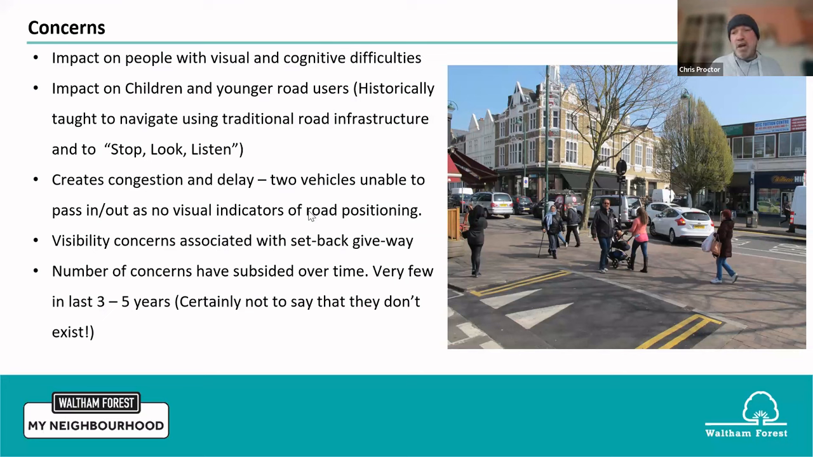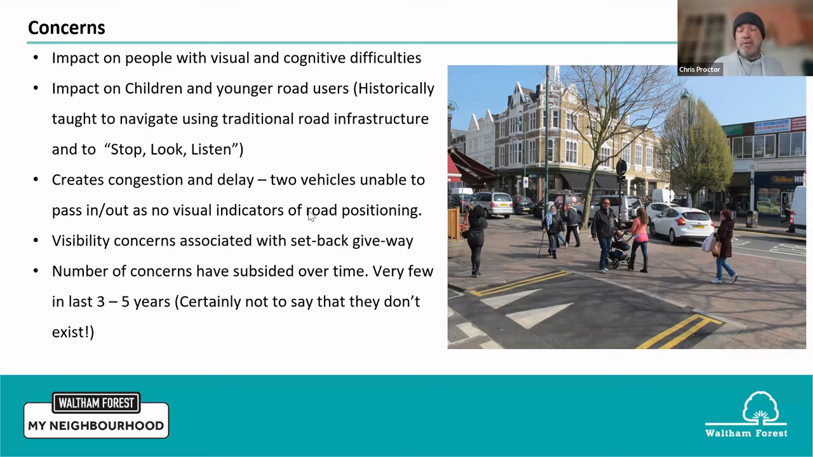At certain locations, there were concerns around congestion and delay from a driver perspective. So two vehicles not being able to pass in and out due to a lack of visual clues around road positioning. We did find that tends to be on locations where we had higher residual flows. As I said, most of the continuous footways that have been installed have been as part of low traffic neighbourhoods or other treatments that have sought to reduce traffic. But there are a small number on roads with still reasonably high residual volumes, and they're typically the ones where issues have arisen around vehicle behaviour and being able to pass one another. Also some concerns about visibility for drivers because of the setback give way.